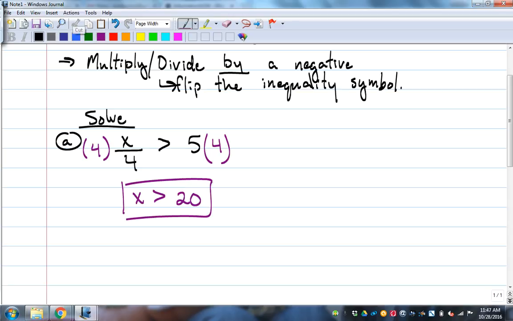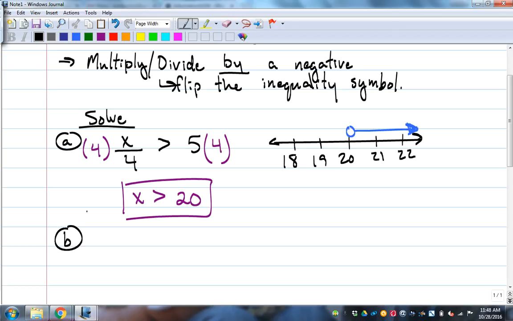And then I go over here and put that on a number line. 20 in the middle, 21, 22, 19, 18. What goes above the 20? An open circle, and this one should go toward 21 or toward 19? Toward 21. It's greater than, so this direction. Not too hard. Pretty easy.